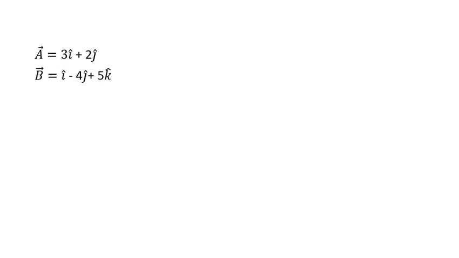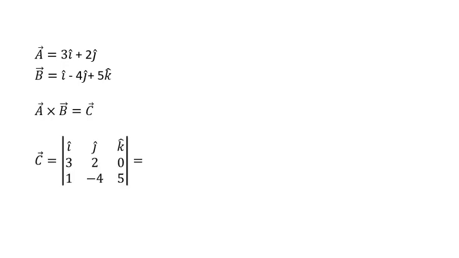I have the vector A, 3i plus 2j, and the vector B, i minus 4j plus 5k, and I want to find the cross product A cross B. That is the vector C. I build a matrix with i, j, k on the first row, the coefficients 3, 2, 0 on the second row, and on the last row the 1, minus 4, and 5 for the vector B.